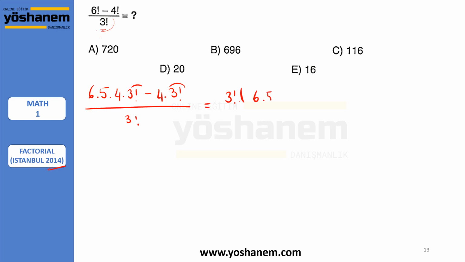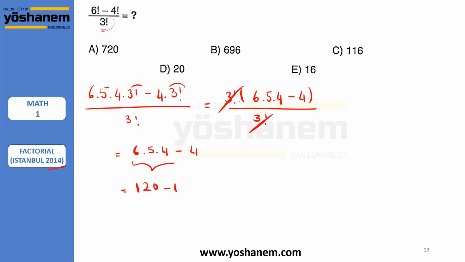6 times 5 times 4 minus 4 over 3 factorial. After cancelling 3 factorial, I have left 6 times 5 times 4 minus 4. When you multiply these numbers, we're gonna get 120 minus 4. It's gonna be 116, and this is my answer.